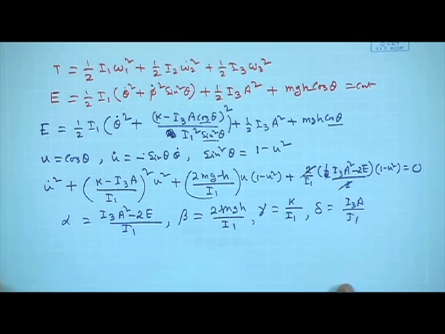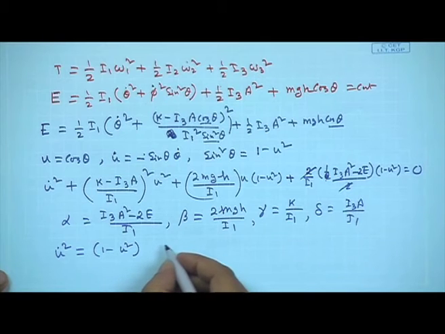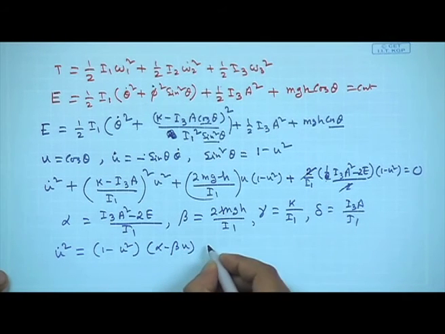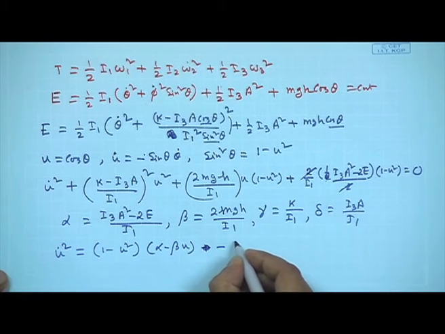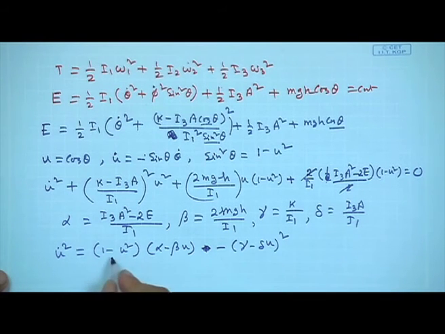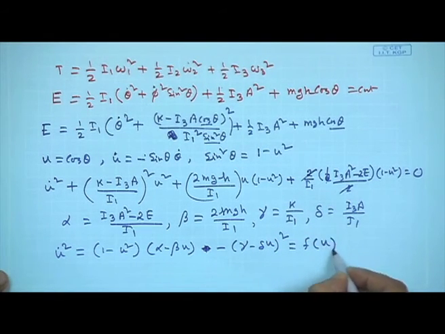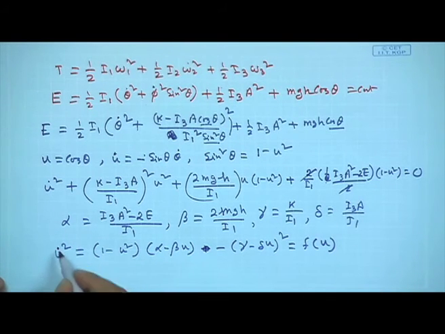So, if we substitute this, we can once again do a slight bit of mathematical manipulation, and we can write this whole thing as (1 minus u square)(alpha minus beta u) minus (gamma minus delta u) whole square, and this is a function of u only. So, in this expression alpha, beta, gamma and delta all are constants. So, the only variable is u. So, we can write this as f of u. Now, it is u dot square equal to this. So, we can also try to integrate that.